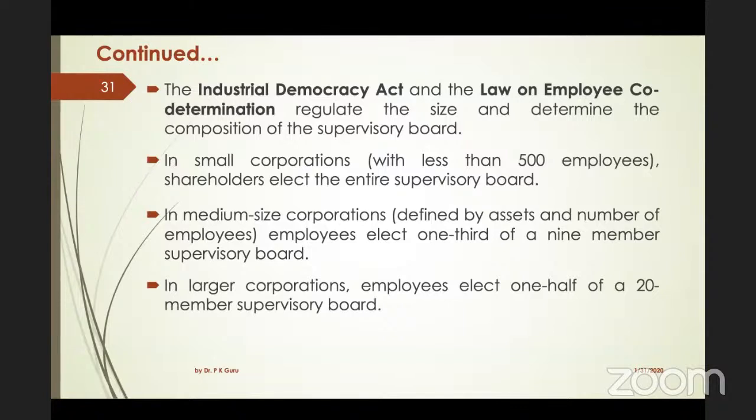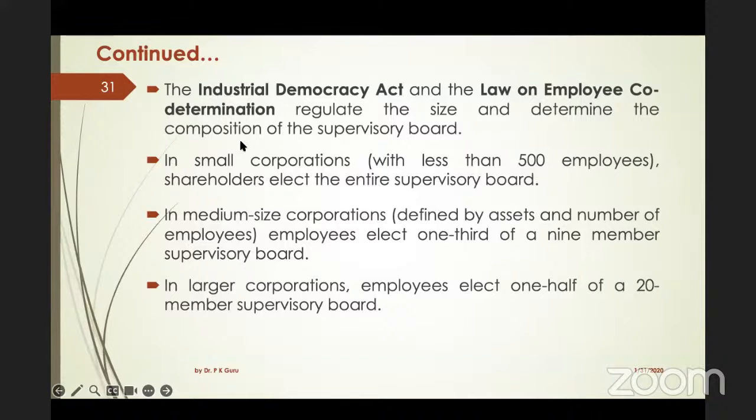These regulate the size and determine the composition of the supervisory board. Because the supervisory board is prime. The managerial board is put up by the supervisory board. So if the supervisory board is decided, then the managerial board can be managed. So what are the guidelines? In small corporations with less than 500 employees, shareholders elect the entire supervisory board. The bank, or the one who has invested, has full power. Employees do not have power. So that 50-50 is only for bigger companies, not for small companies of 500 employees.